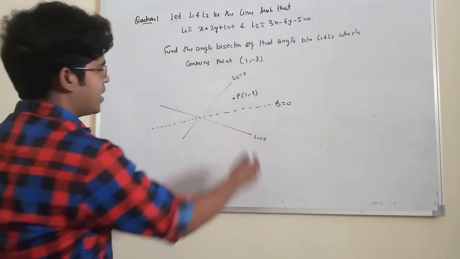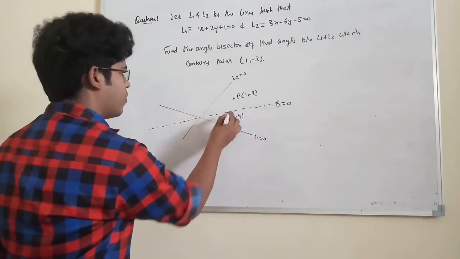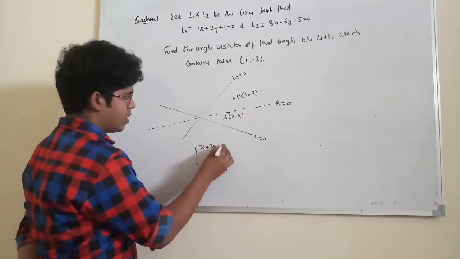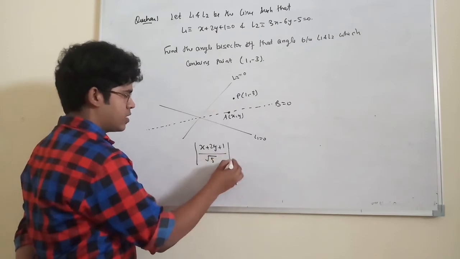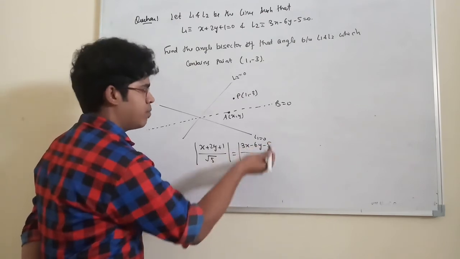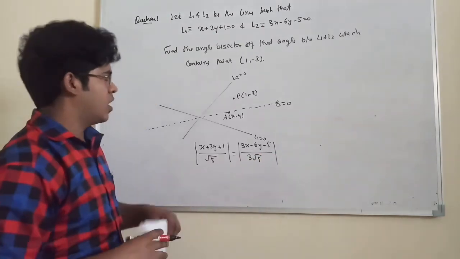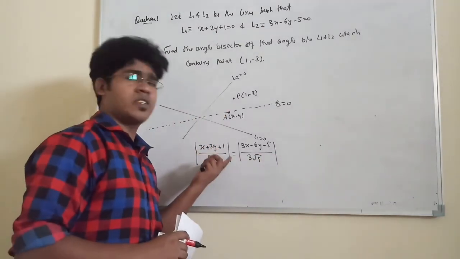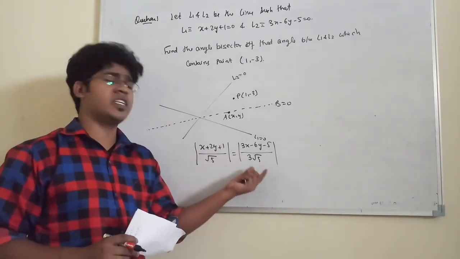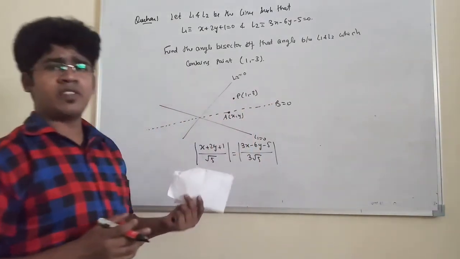Now if there is a variable point x comma y, the locus of this point will be modulus of x plus 2y plus 1 upon under root 1 plus 4, that is root 5, is equal to modulus of 3x minus 6y minus 5 upon under root 9 plus 36, that is root 45. Now the question is, in this region, what will be the sign of this modulus? Because modulus x is positive when x is greater than 0 and negative when it is less than 0. So I have to find the sign of this modulus in this region.